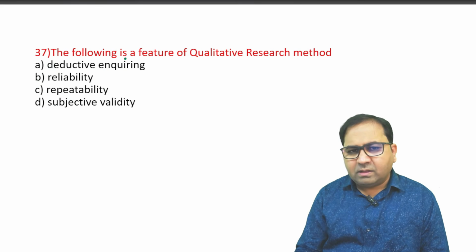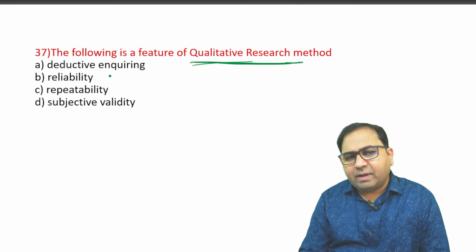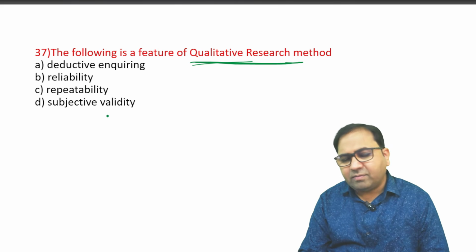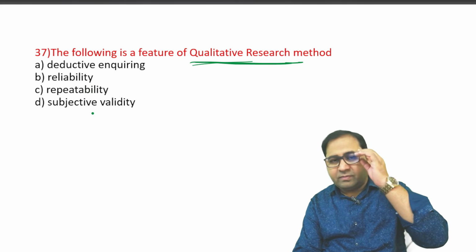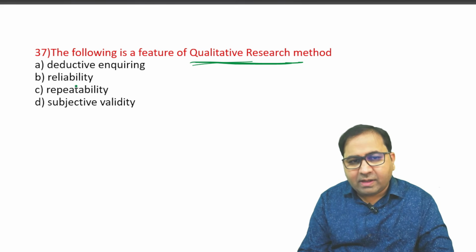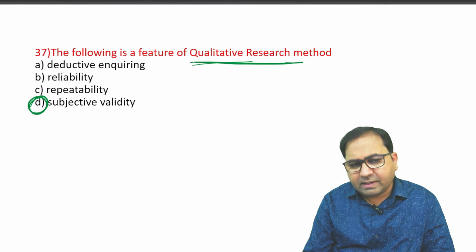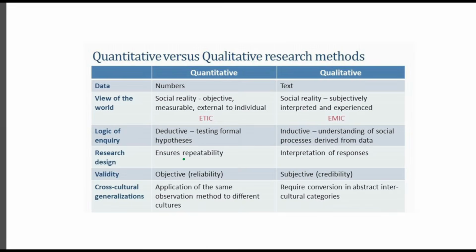Next question. The following is a feature of a qualitative research method. Options are A, deductive inquiring, B, reliability, C, repeatability, or D, subjective validity. So what is the answer for this question? The answer for this question is D, subjective validity. Now see the information given in this chart.